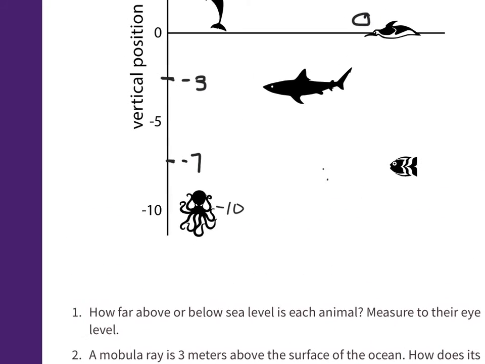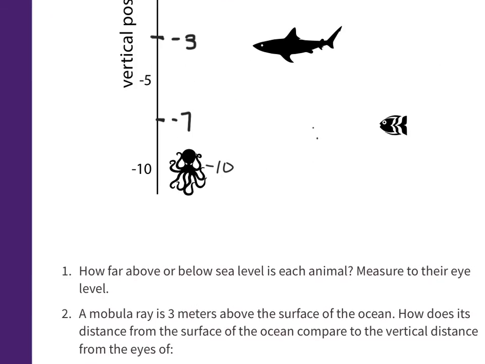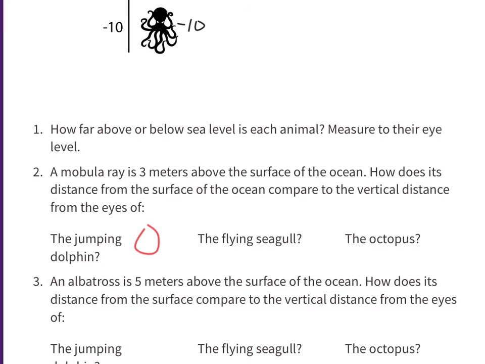The next one is the flying seagull. So I have this mobile array here somewhere at 3. I need to know how far away is it from the seagull. Well, from 3 up to 10 is 7 units away. So the mobile array and the seagull are 7 units away.